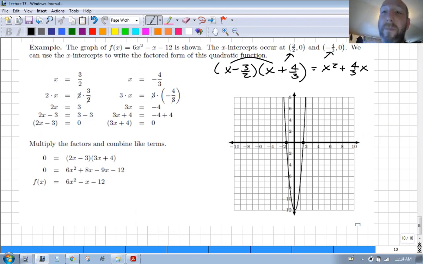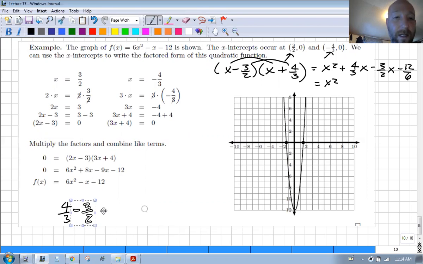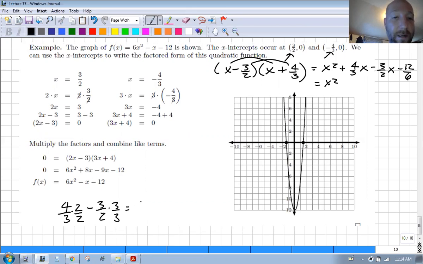All right, that's our function, which we could tell if we multiply this out, we get x squared plus 4/3 x minus 3/2 x. If we multiply that times that, we get a -12/6. If we simplify, so over 4/3 minus 3/2, we need a common denominator, so we'll do a 2/2 and a 3/3. So I got 8 minus 9, and they're both over 6. So that's a negative 1/6. So I got a minus 1/6 x. 12 over 6 is 2.